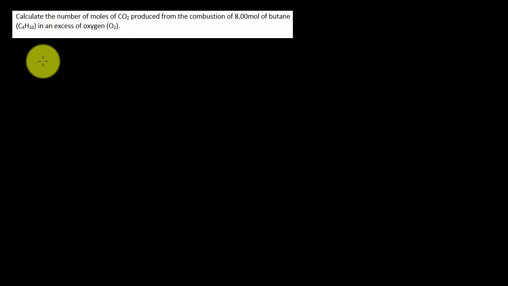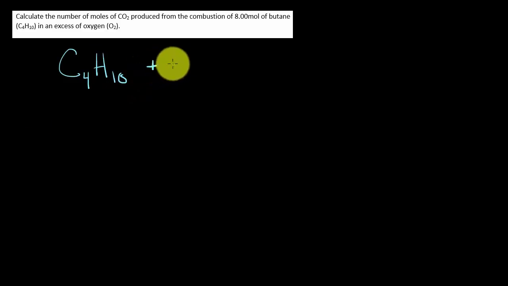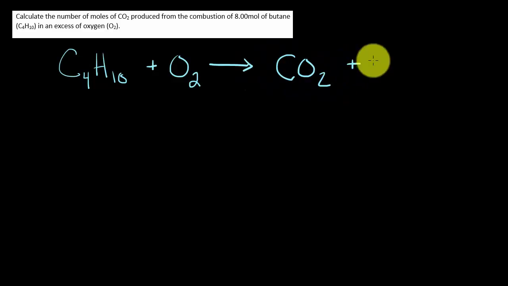So we need to write out our combustion equation. Now, most of the time, these questions are associated with a balanced chemical equation, but oftentimes, if they're not, it's quite easy for you to go ahead and write out and balance the equation. So the combustion of butane, that is C4H10 plus oxygen, because this is a combustion reaction, yields carbon dioxide and water.